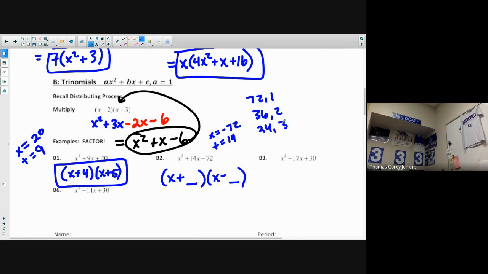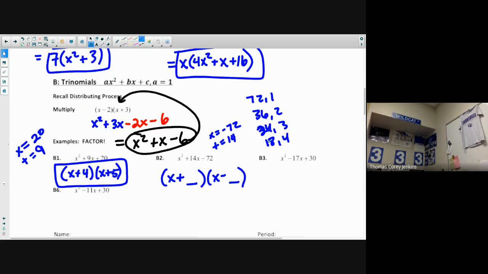4 goes into 72. How many times? Sorry, I should have all this ready. Let's see, 4 goes into 72, 18 times. 18 and 4. That's going to be our winner right there. I can tell because they are 14 apart.